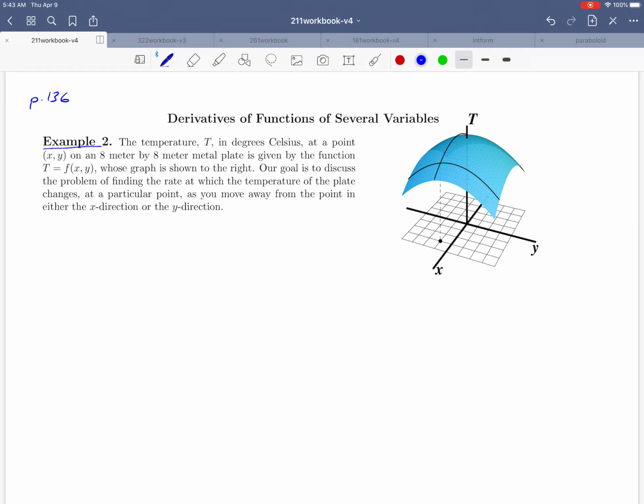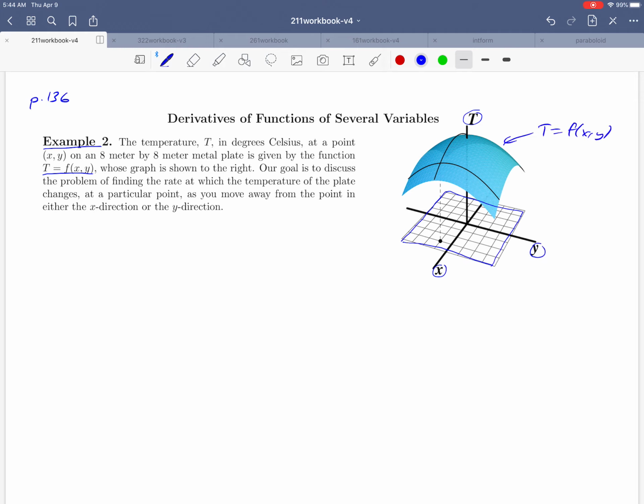So they're telling us that the temperature, T, in degrees Celsius at a point on a metal plate is given by the function T equals f of x y. If you look over here at the picture, the metal plate you can picture as being this grid that we have here. It's 8 by 8. And so x and y are telling us where we're at on this metal plate, and then the vertical axis is giving us temperature. You can see we've got a surface that represents the temperature. That's the T equals f of x y.